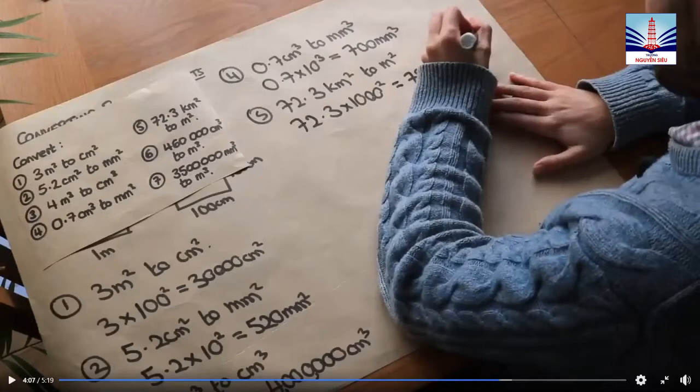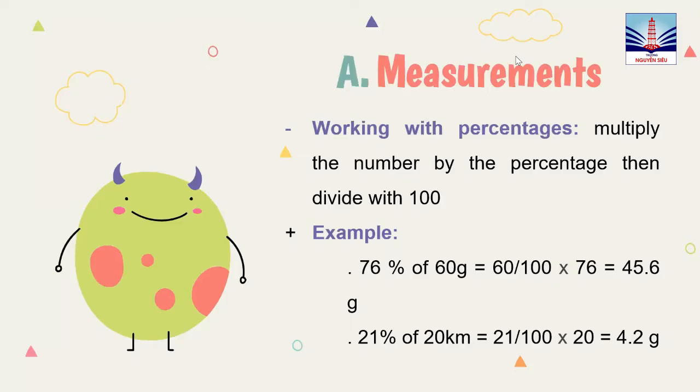Let's have some examples about working with percentages. When we're working with percentages, we multiply the number by the percentage, then divide by 100. Example, 76% of 60 grams: we take 60 divided by 100, and then multiply by 76, and we will have 45.6 grams.